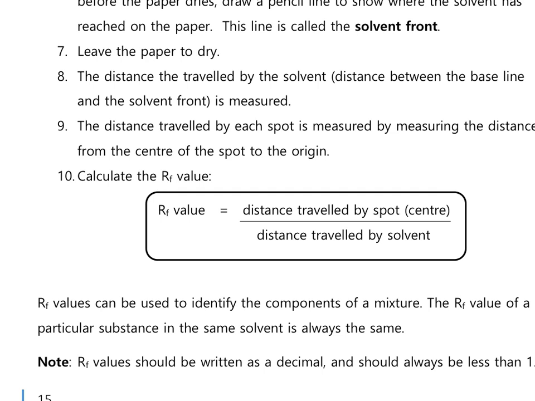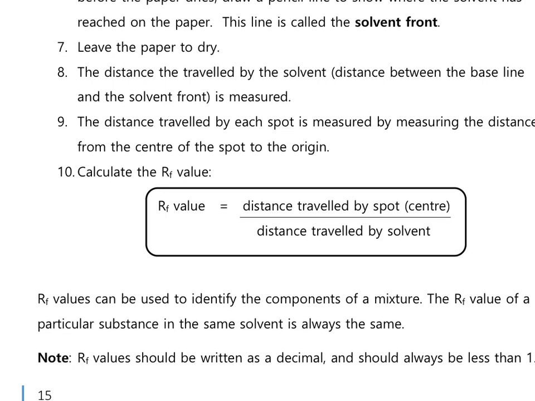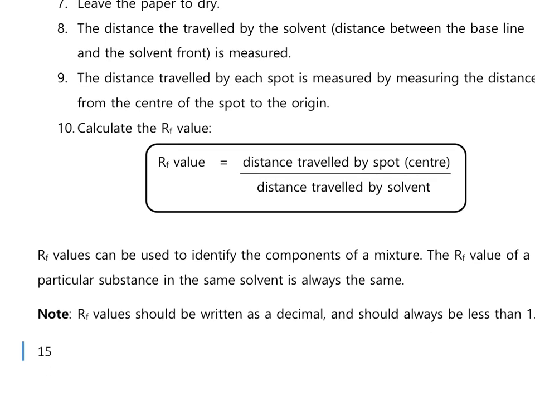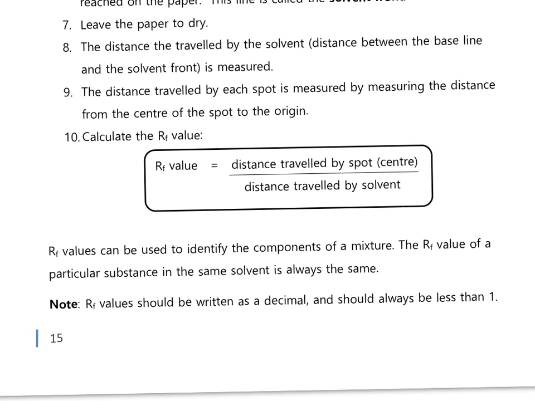But the RF value is the distance travelled by the spot divided by the distance travelled by the solvent. We will come back to this, but it's important that you know that RF values have no units. So RF values have no units, because you will be doing distance divided by distance. So say for example you measure it in centimetres, your centimetres will cancel out on the top part and the bottom part of your fraction. So they're written as a decimal, usually to 2 decimal places.